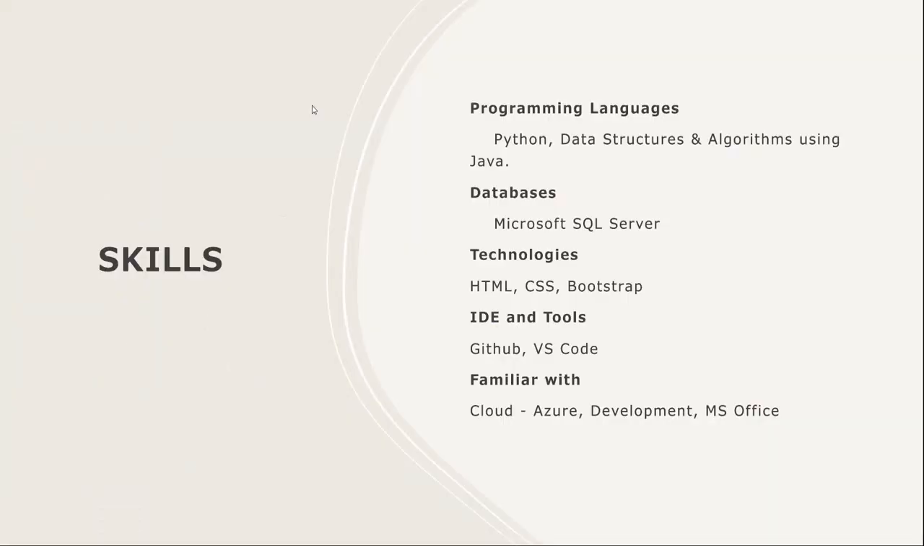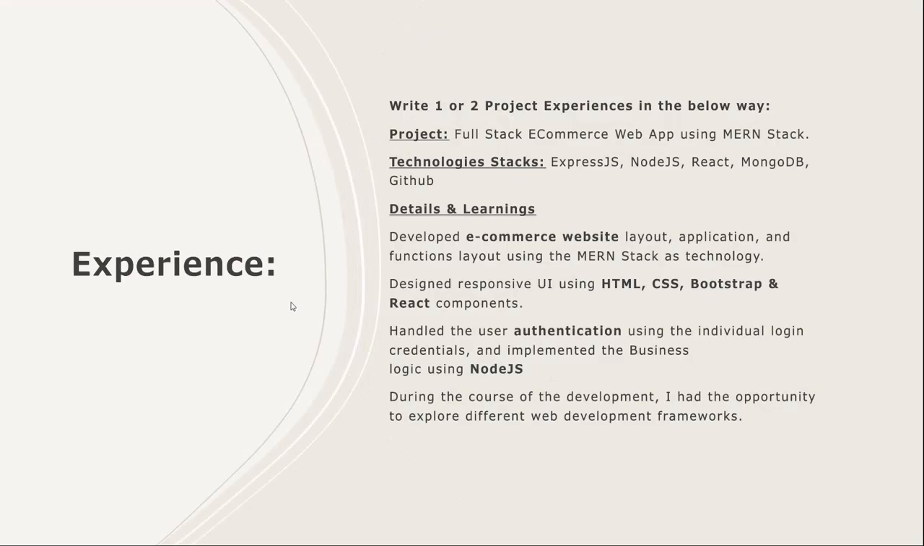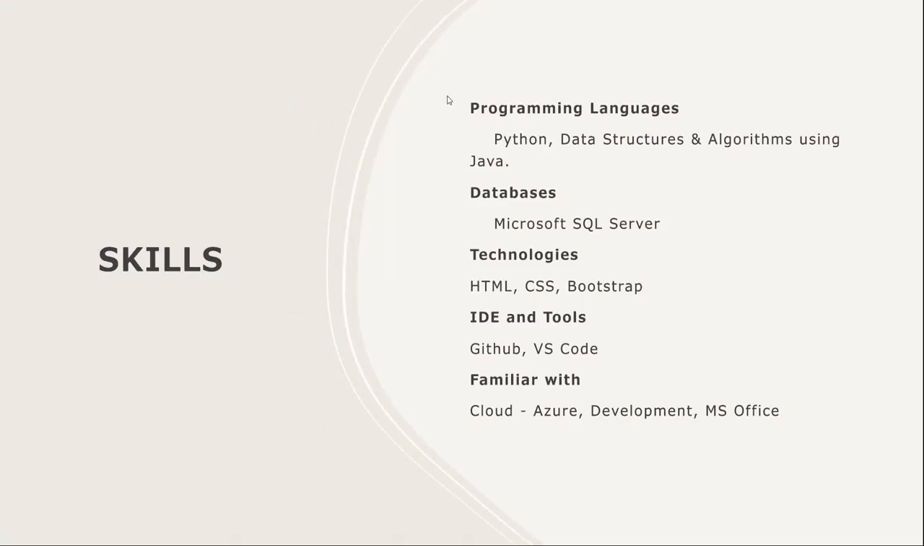Hi team. Due to some network glitch, some important points went missing in between, so adding those now. For the skills section, what I suggest is to have it this way. Divide them into programming language, which is any programming language that you are proficient with or have hands-on skills with. Database, that can be any database, MySQL Server, or NoSQL, MongoDB. Technologies, HTML, CSS, Bootstrap. IDE tools, GitHub, Visual Studio Code.